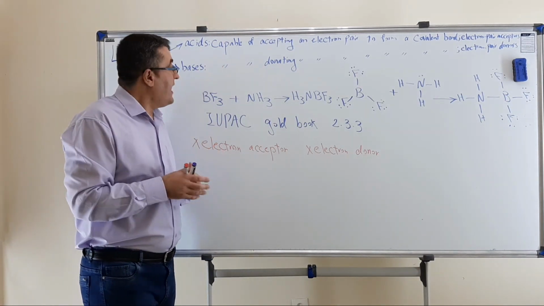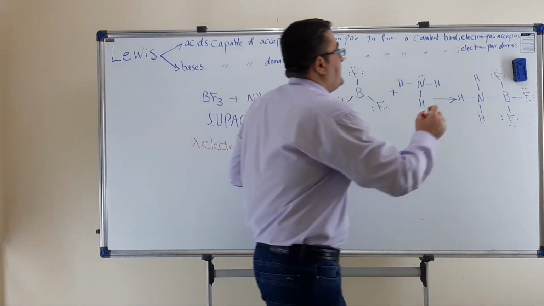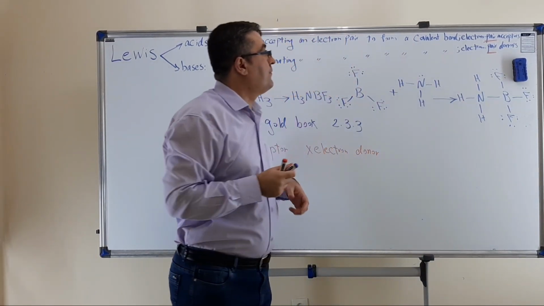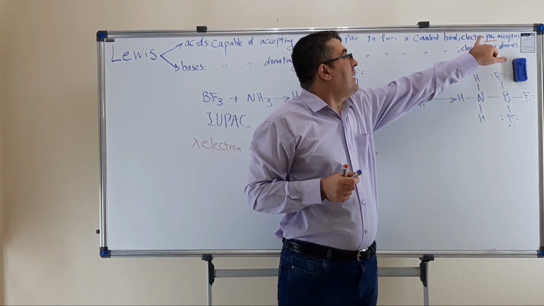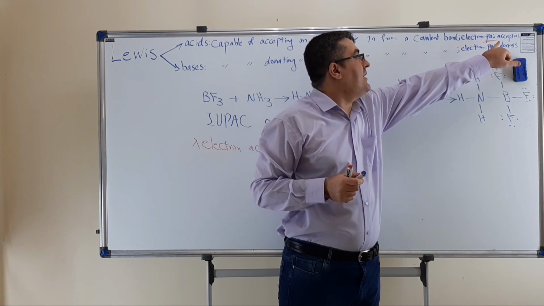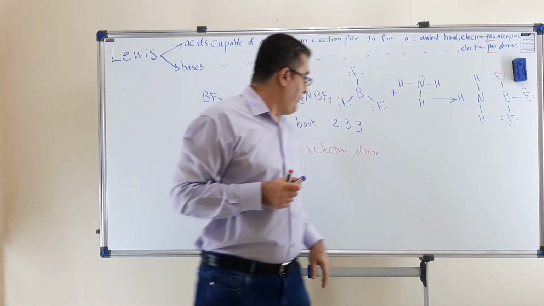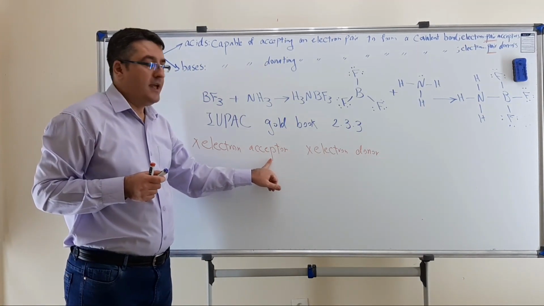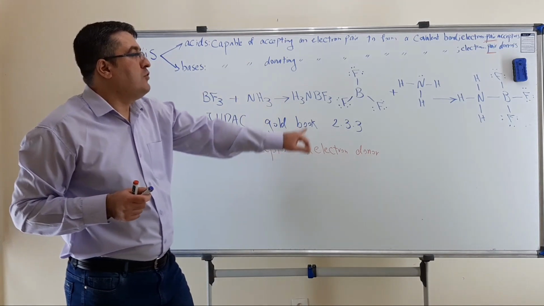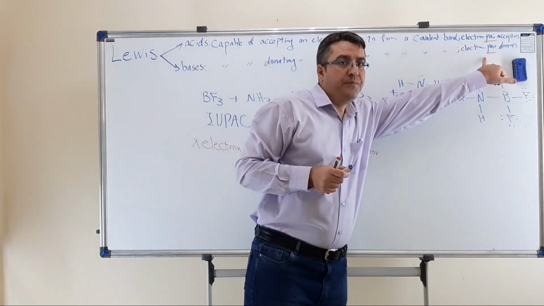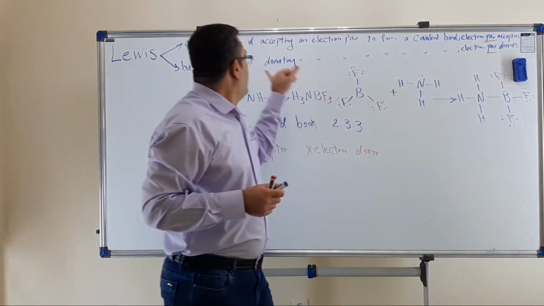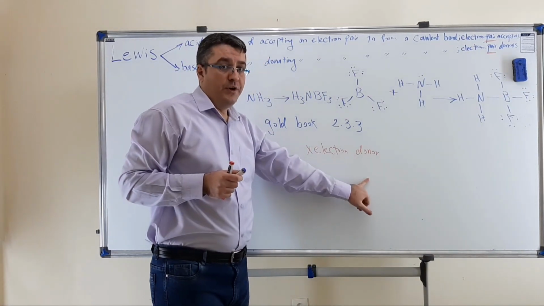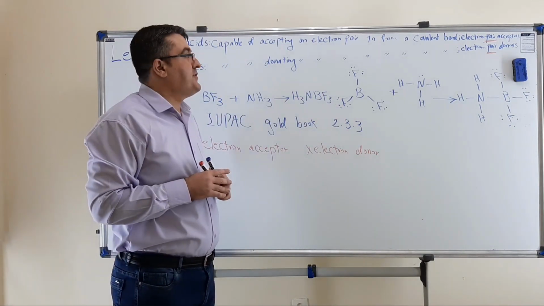So we see here that the word pair is very important. We can use electron pair acceptor instead of Lewis acid, but we can't use electron acceptor instead of Lewis acid. Also, we can use electron pair donor as a synonym for Lewis base, but we can't do this with electron donor. The word pair here is essential.